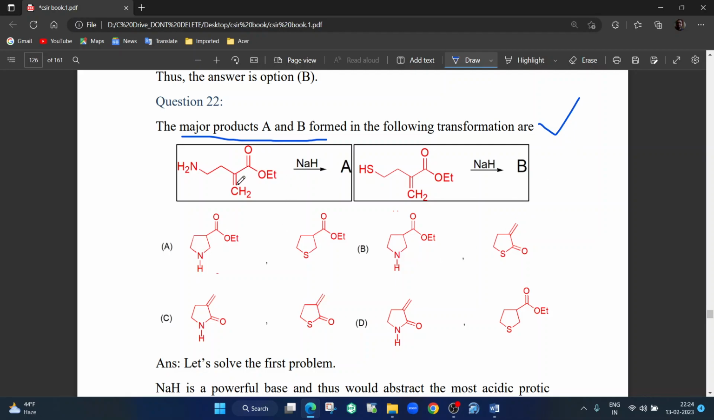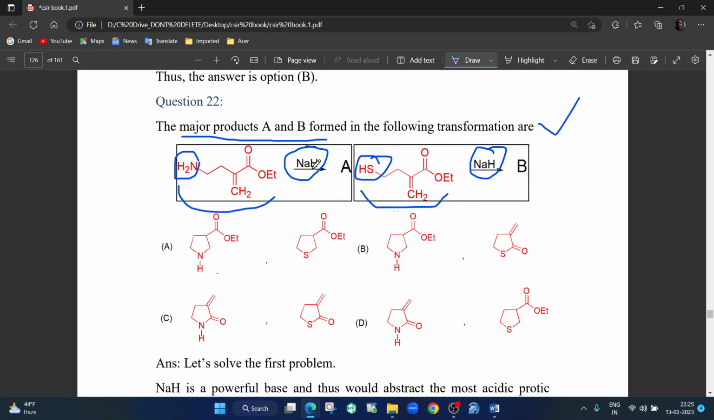So, what you are seeing is your reactant is pretty much same in both the reactions shown, and the reagent is absolutely the base used is sodium hydride, which is a very powerful base. Only difference is in the first reaction which gives the product A, you have NH2 at one end, other one you have SH minus. So, now NaH is a base. So, what will base do?